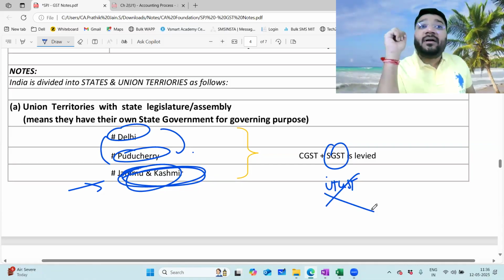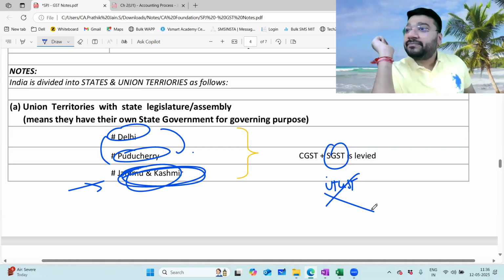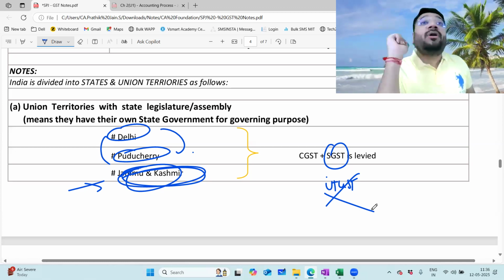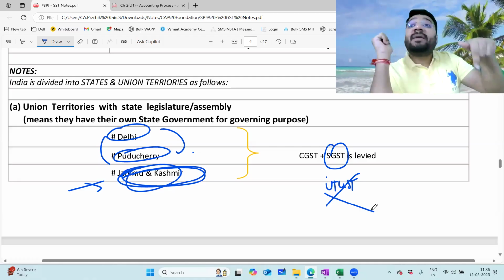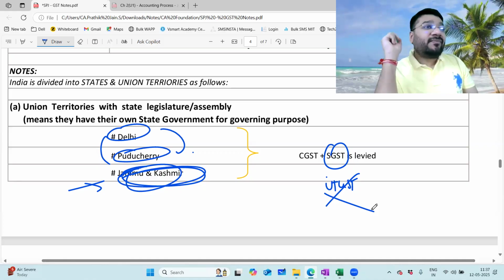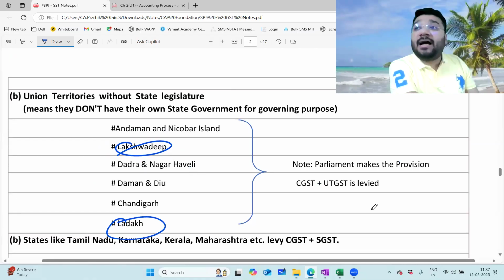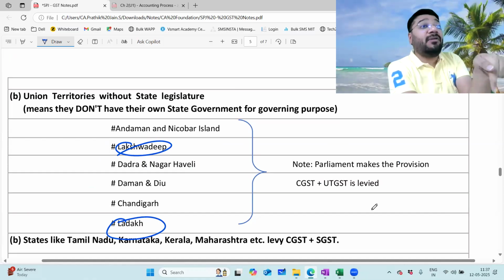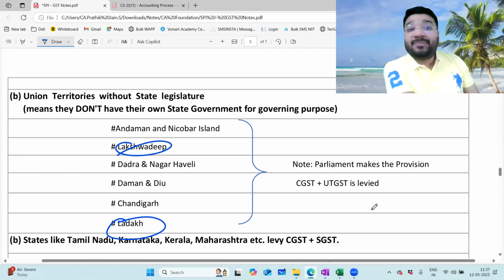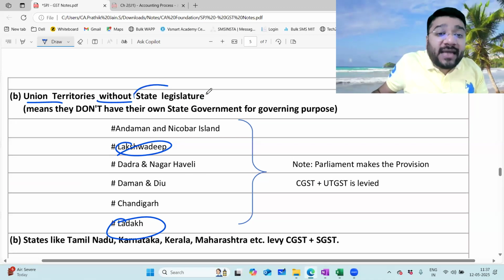Like that, Delhi, where recently the government changed. Earlier it was AAP, now it is again BJP. So Delhi, Pondicherry and Jammu and Kashmir have their own state legislative assembly where they are capable of making their own decisions. So they are not treated as plain UTs. What is a UT? UTs are dependent on the decision making of the central government. Andaman and Nicobar Islands, Lakshadweep, Dadra, Nagar Haveli, Daman, Diu, Chandigarh, Ladakh: these UTs cannot make their own decisions. The decisions of the central government will be imposed on them because they don't have their own state legislative assembly. These are the union territories without state legislature.